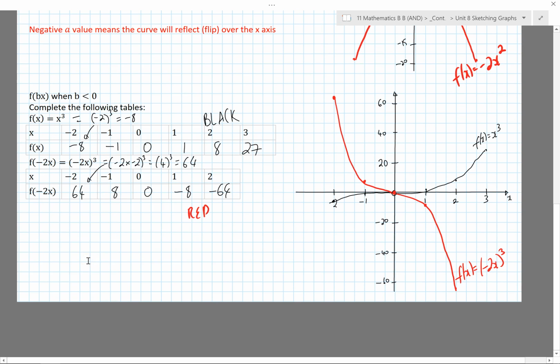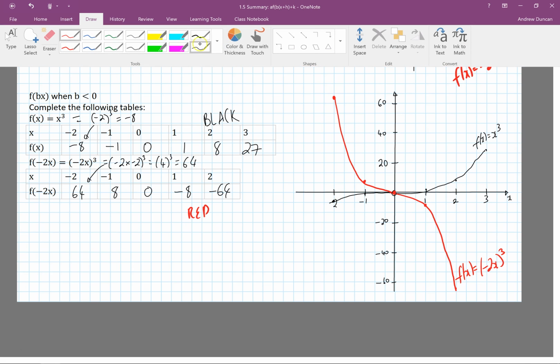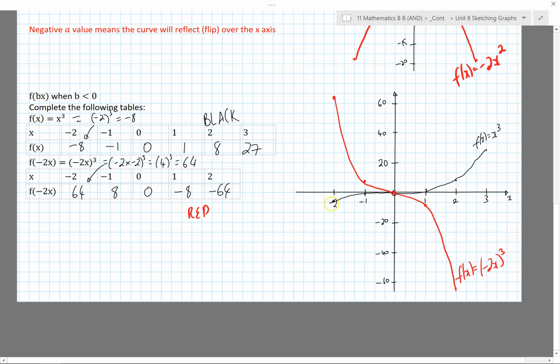So in this final one, a negative b value, it's a little bit hard to see. If I extend this black line out a bit more, it should be easier to see. What's happened here is that it's reflected in the vertical axis. So it's sort of reflected in that way. So for negative b values, it'll reflect or flip over the y-axis.